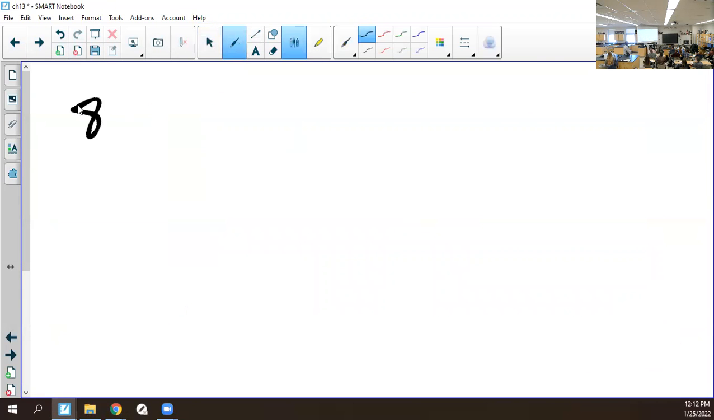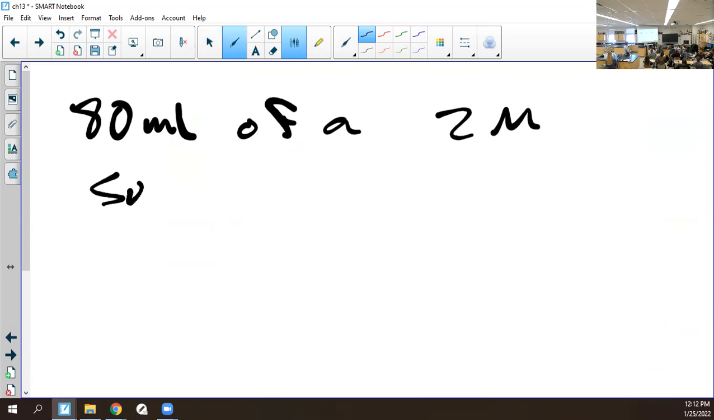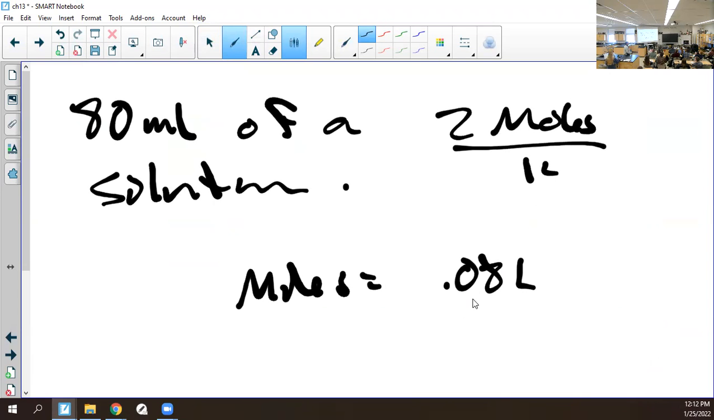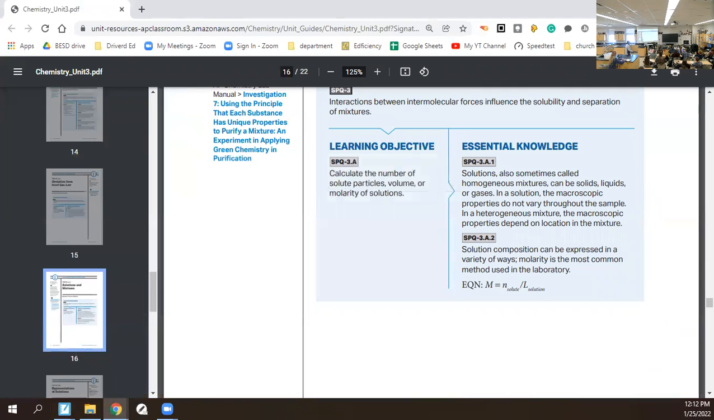If I told you had 80 milliliters of a 2 molar solution, all right, moles equals 0.08. That's the volume, right? And we have how many moles? 2. So this is really, or 2 molar, sorry, this is really 2 moles per 1 liter, right? So we just times this by 2, right? Like we've done it a lot. Okay. So, I mean, that one's done.